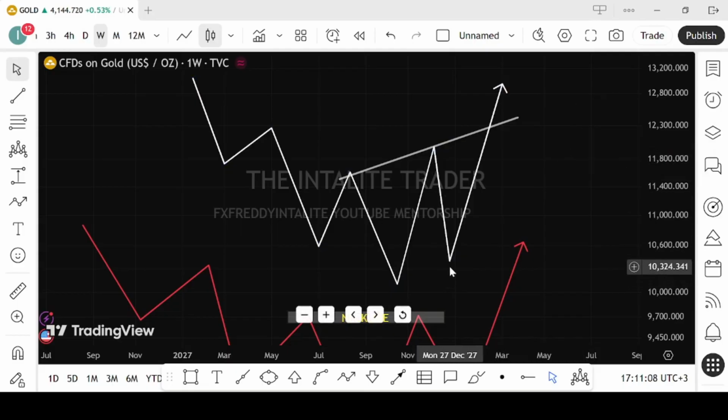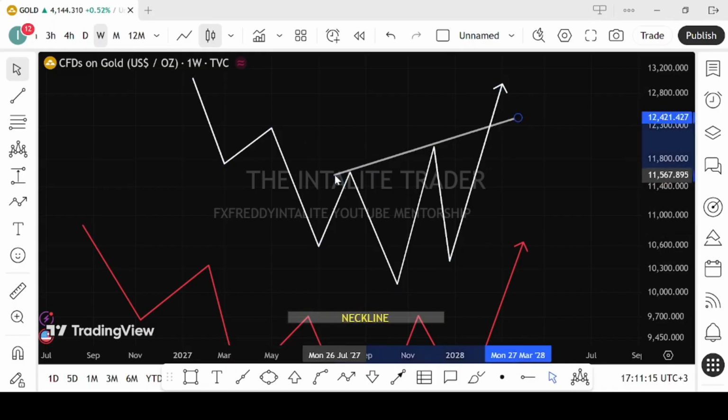How do you trade following the direction of the market? Trader, we need to know these things.